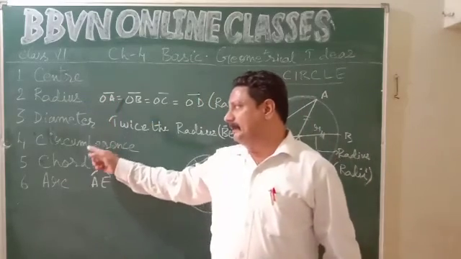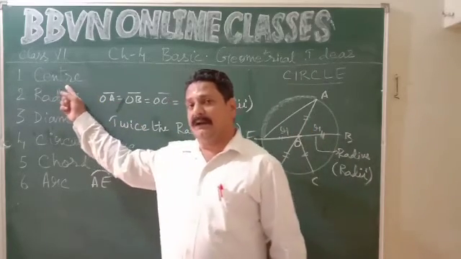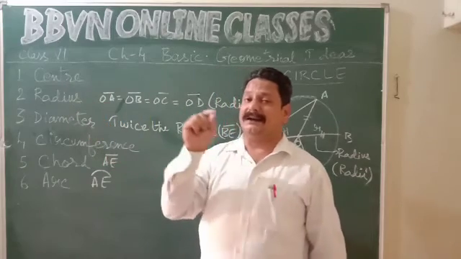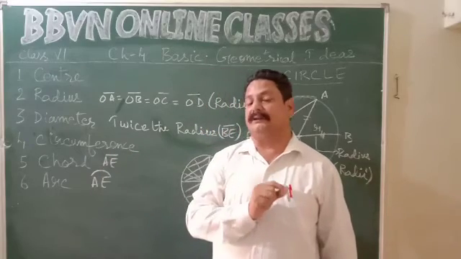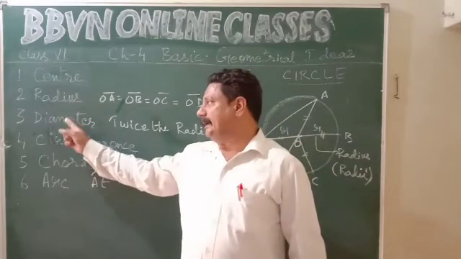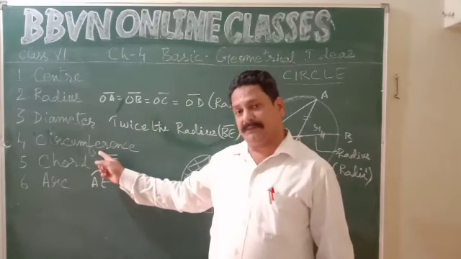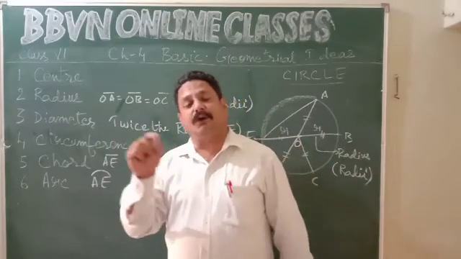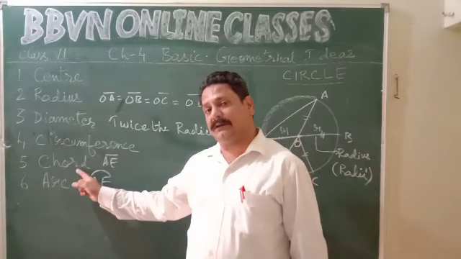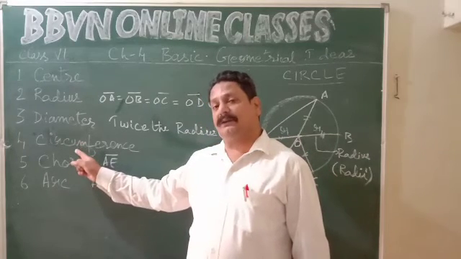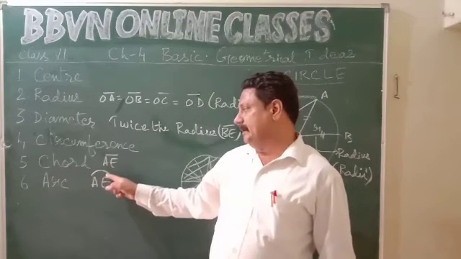These are the different components of a circle which we have studied. Center of the circle, radius. Radius means the distance between the center of the circle and any point on the circumference. Twice the radius is the diameter of the circle. The entire boundary is called the circumference. Any 2 points on the circumference, if I join them, that line segment becomes a chord of the circle. A part, a fraction of the circumference, is called an arc. This is how we represent an arc, just by a curved line.